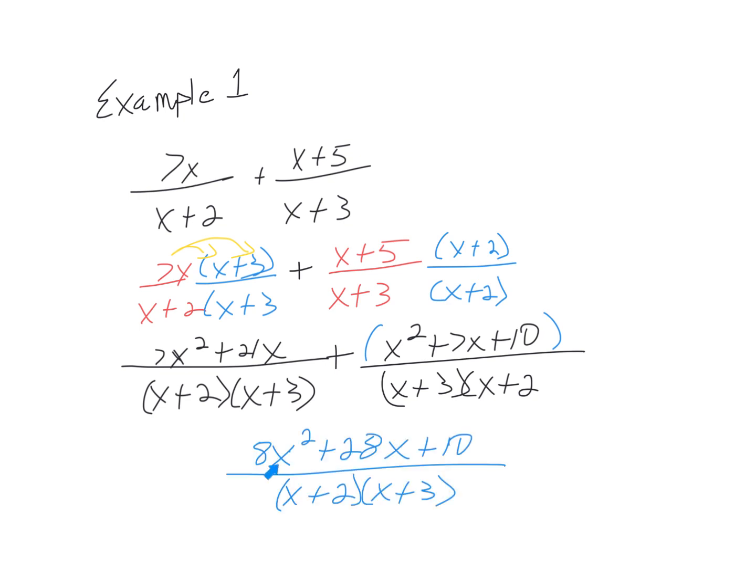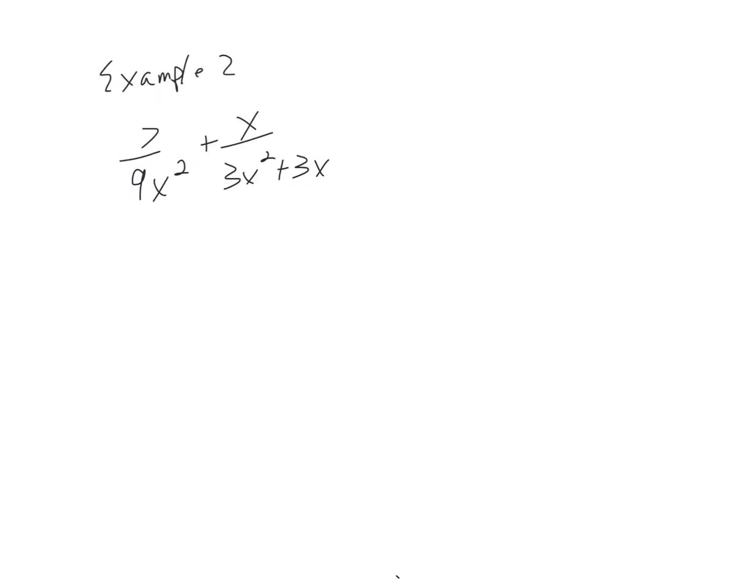So in the numerator, we now have 8x squared plus 28x plus 10, and then divided by x plus 2 times x plus 3. Now, if we could factor the numerator and end up with a common factor of anything in the denominator, such as x plus 2 or x plus 3, that would cancel each other out, we would do so. But it looks like at this point, we really can't factor that into common factors, so this would be our solution. All right, let's move to another example.